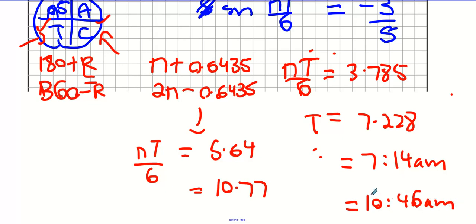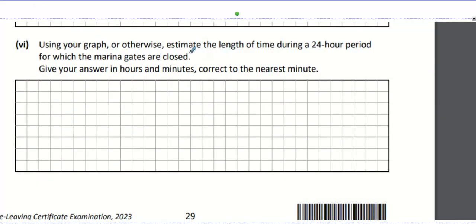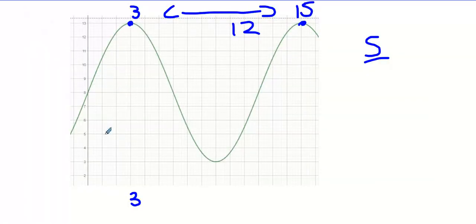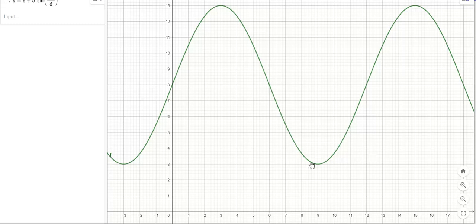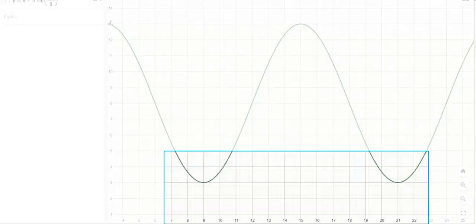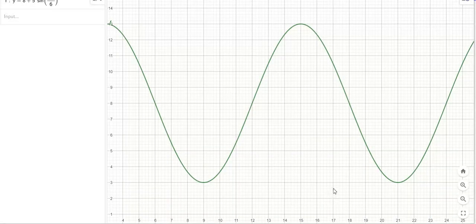Now, if I take these two times, I'm going to need these two answers for the next question, because what it says is using your graph or otherwise estimate the length of time during a 24-hour period for which the marina gates are closed. Now, if I go back to my diagram here, and we're talking about 5 here and here, and I still have my GeoGebra graph here, and you can see that this happens twice in 24 hours.